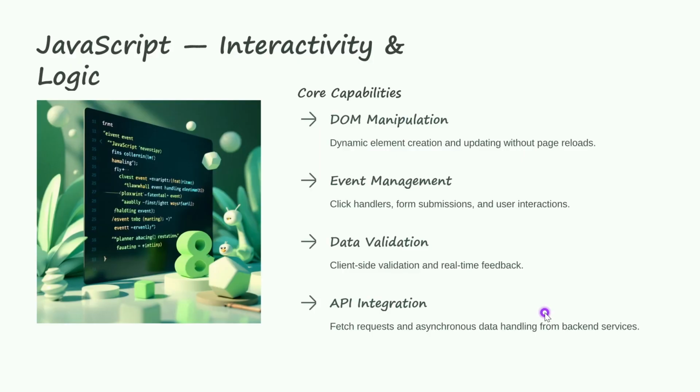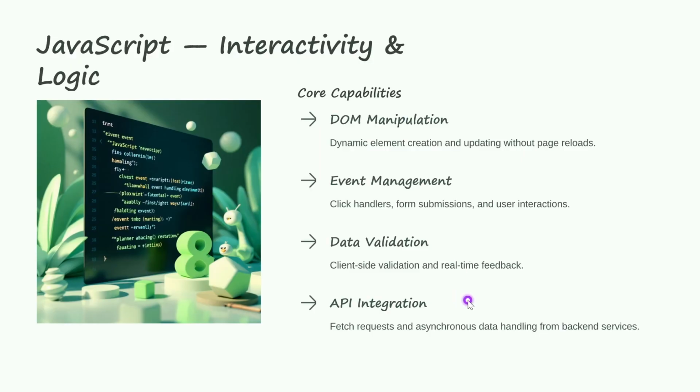Some of the core capabilities of JavaScript include DOM manipulation, which means dynamically creating or updating page elements without reloading the entire page. For example, showing a message instantly when a user clicks a button. Then we have event management, handling user interactions like button clicks, form submission, or mouse movement, so the web page feels responsive and interactive. Then we have data validation, checking user input directly in the browser.